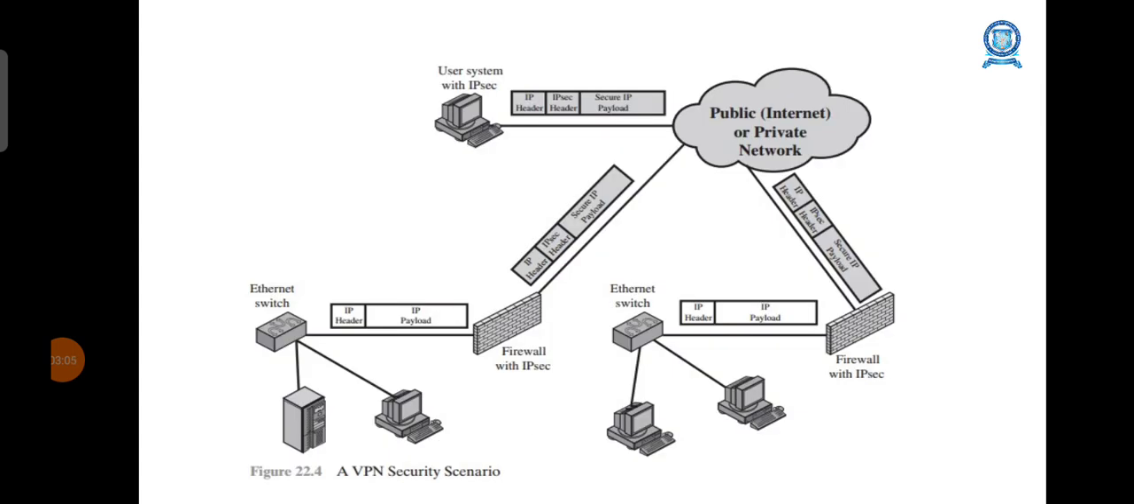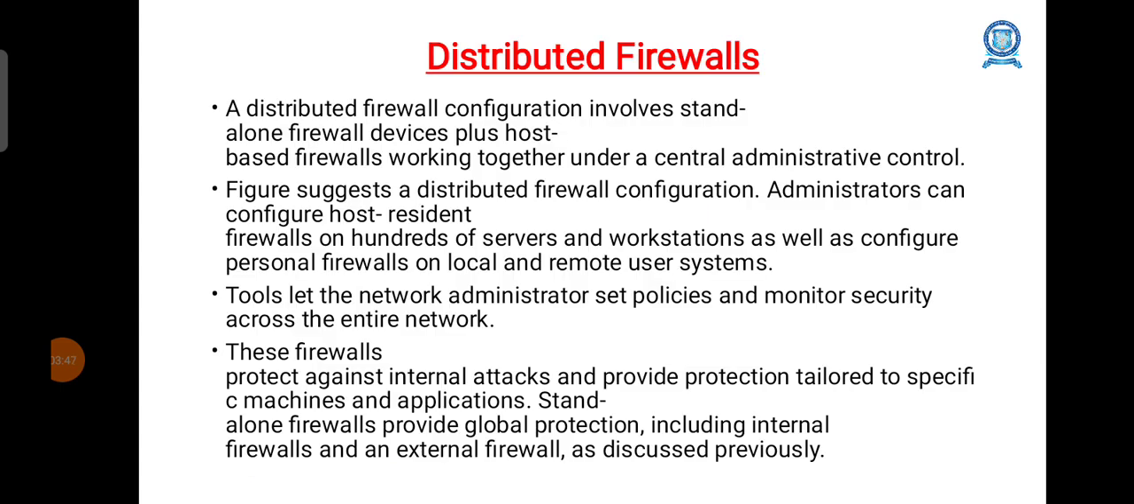This diagram shows the VPN security scenario. In a VPN, a firewall with IP security has been installed, and the IP security protocols are used in every firewall and in the individual modules of the network. In each local area connectivity, a firewall with IP security is installed and used. So in a virtual private network, many firewalls are installed with IP security, and each local area network can be protected with the help of the firewall.